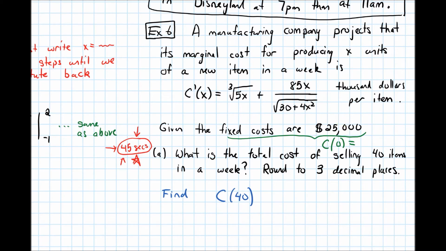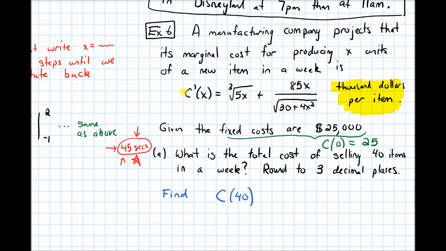And the units in this question say that our marginal cost is measured in $1,000 per item. So even though the fixed costs are 25,000, in terms of my function, we would say c of 0 is 25 because the units are in thousands. So when I write 25 here, it does mean 25,000. All right, so let's keep going.